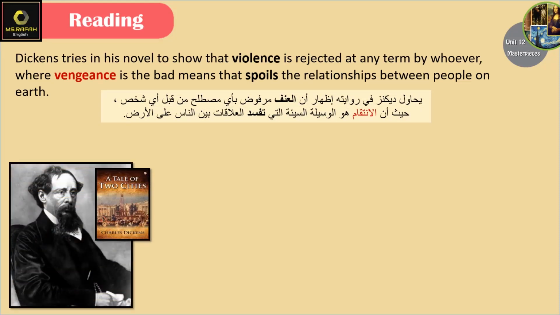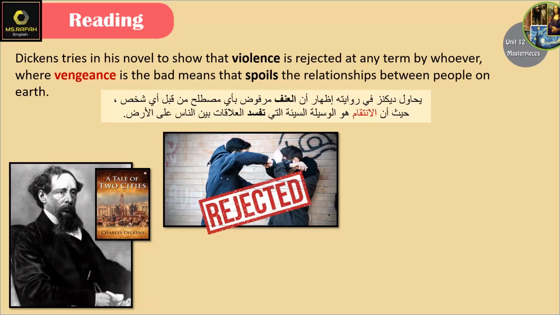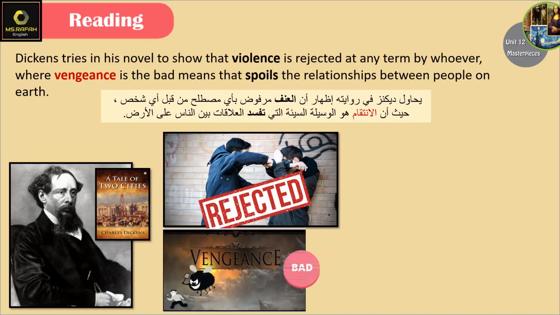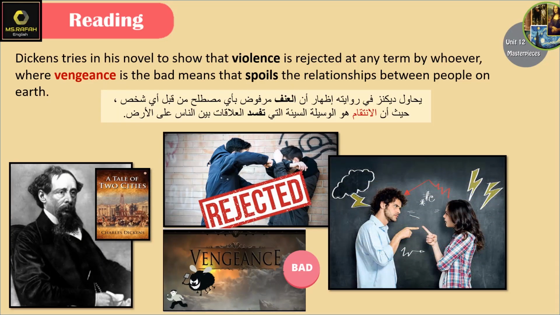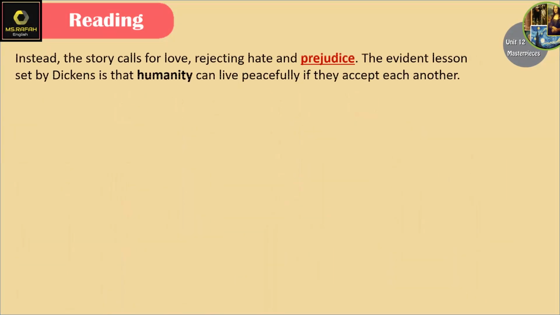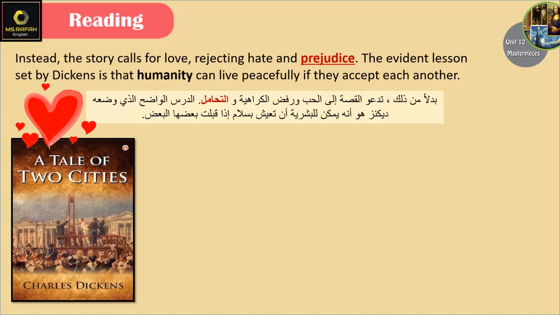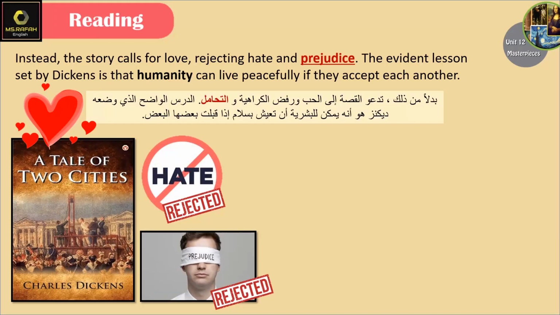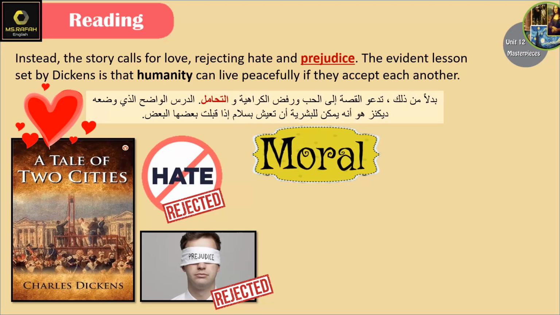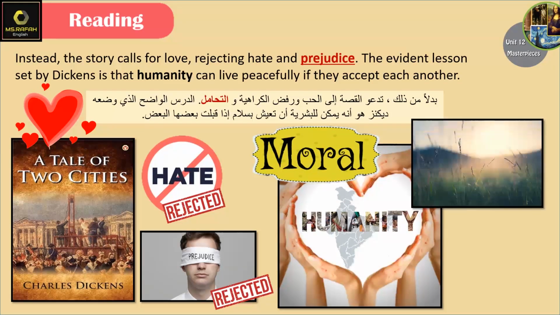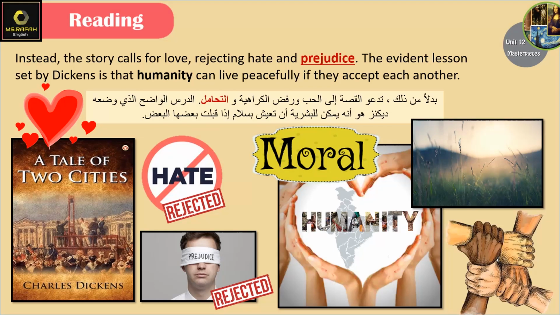Dickens tries in his novel to show that violence is rejected at any term by whoever, where vengeance is the bad means that spoils the relationships between people on earth. Instead, the story calls for love, rejecting hate and prejudice. The evident lesson set by Dickens is that humanity can live peacefully if they accept each other.